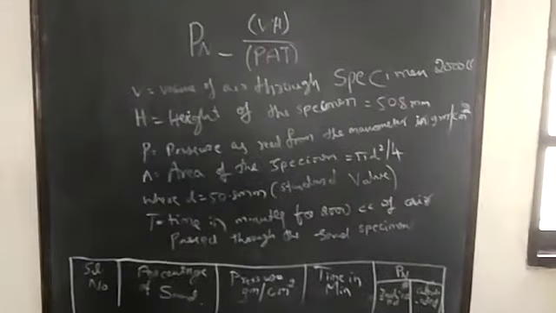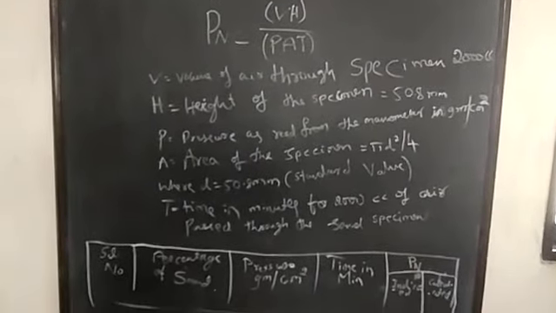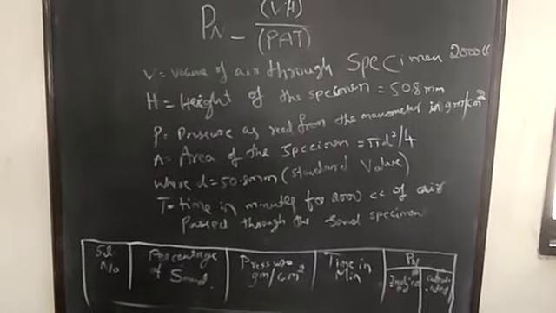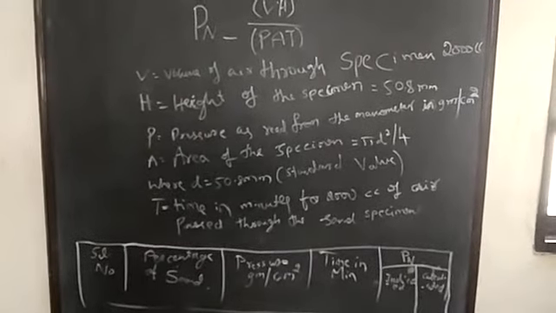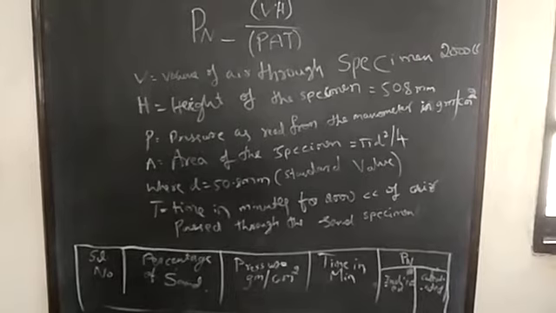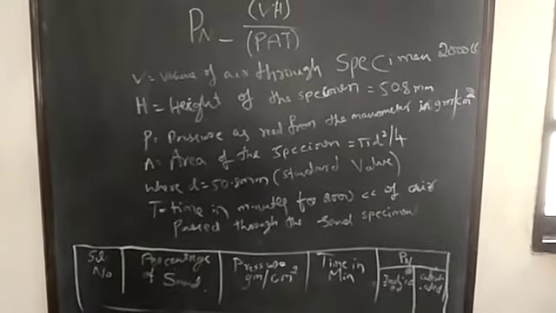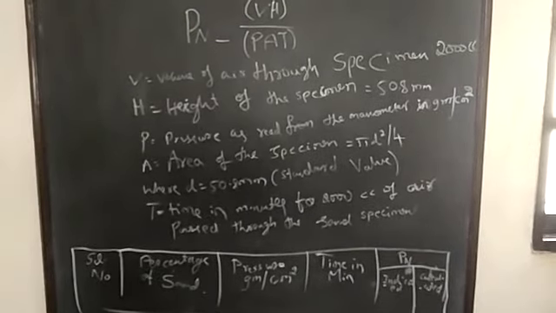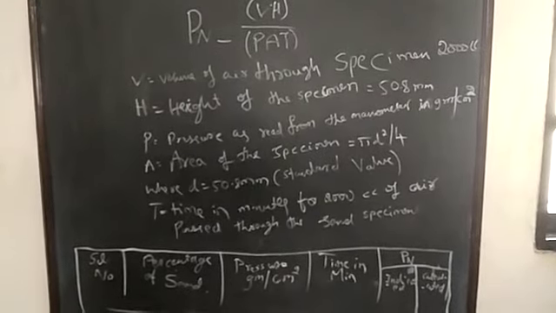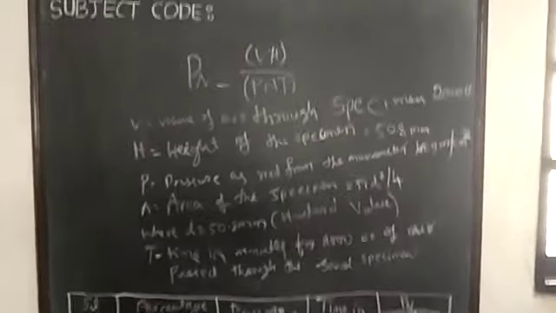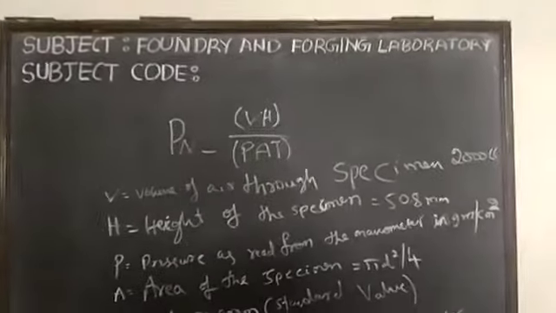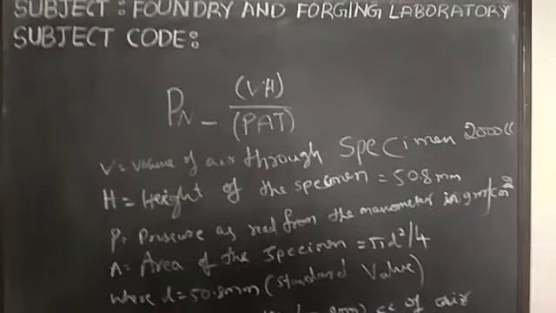Now for doing the calculation part, that is percentage of sand, we have taken 170 gram, and pressure in grams per centimeter square was around 6.5. The time taken to allow 2000 cc of air through the sand specimen is around 16 seconds, and we are using the formula to calculate the permeability test number.